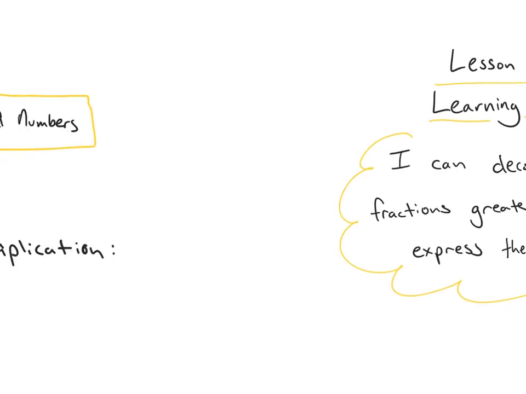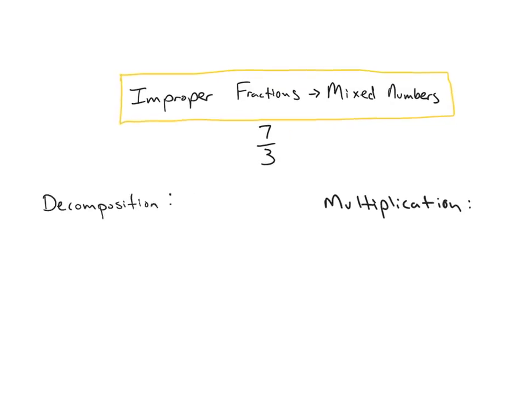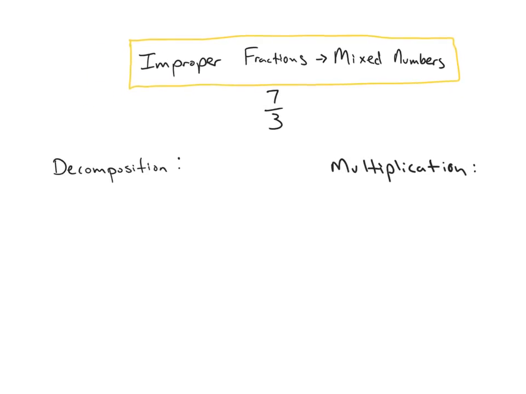So let's go ahead and get started by taking a look at a few strategies for changing improper fractions to mixed numbers. So I'm going to be demonstrating these strategies with the improper fraction 7/3. The first strategy we can use to change this improper fraction to a mixed number is decomposition. When we are using decomposition, we're going to be decomposing 7/3 to show how we can make whole numbers out of the copies of thirds that we have. So in this case we have 7/3.